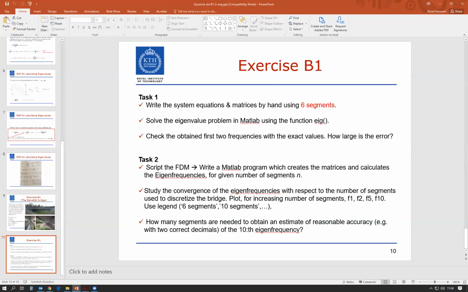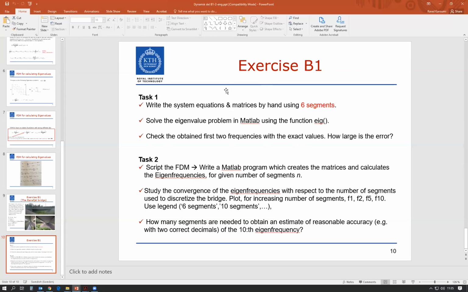But then when you have done this, when you have your code, you can of course first test it with n equal to 6. You enter n equal to 6 and just see that you get exactly what you got here when you did it by hand. And then you can do it for more number of segments, for 10 segments, 40 segments, 50 segments. And then you can calculate the eigenfrequencies, and you can make plots.